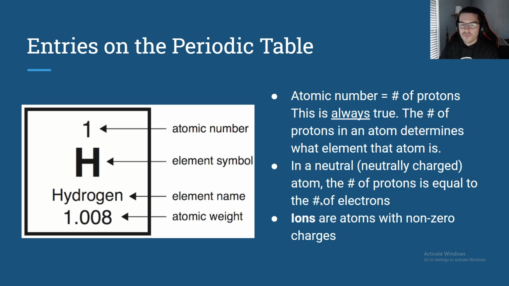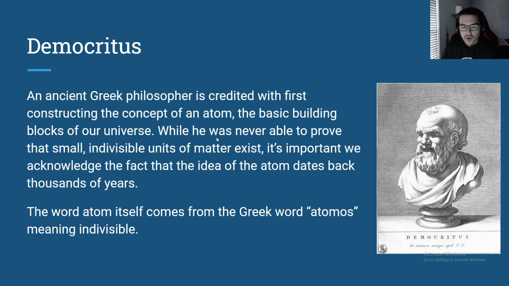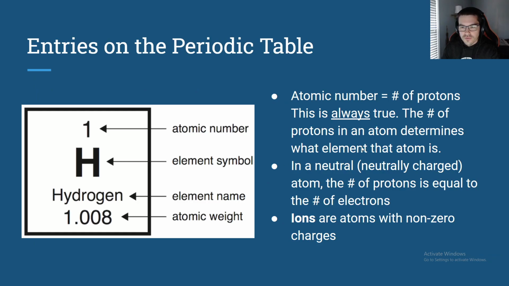And let me just tie this back really quickly to the objective for today, right? Part of your objective for today is for you to be able to determine the number of protons, neutrons, and electrons in different atoms, okay? So these 2 bullet points right here are very important.